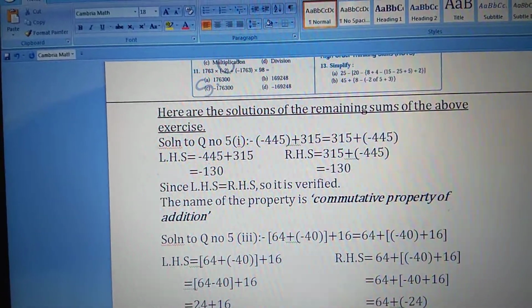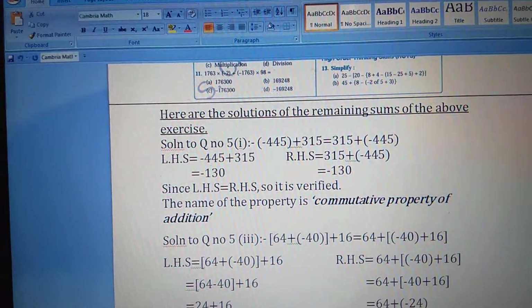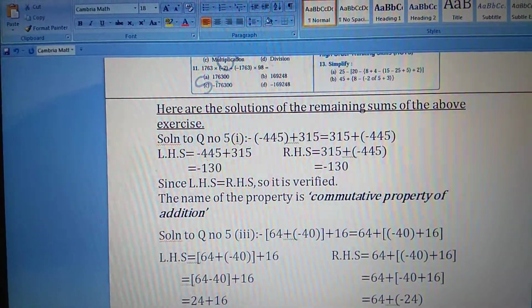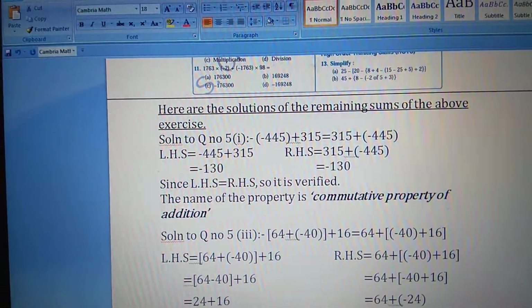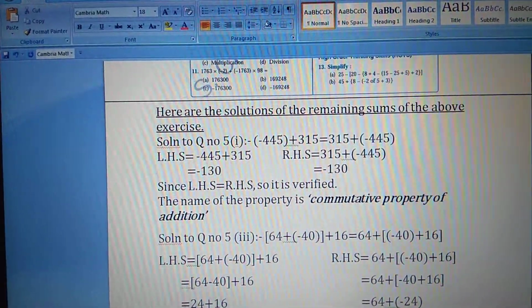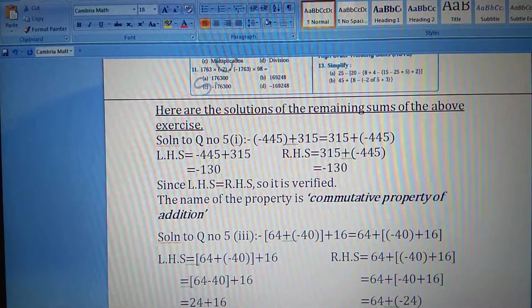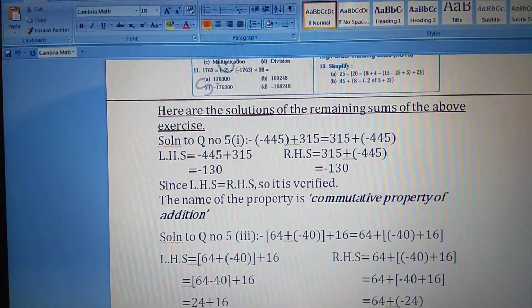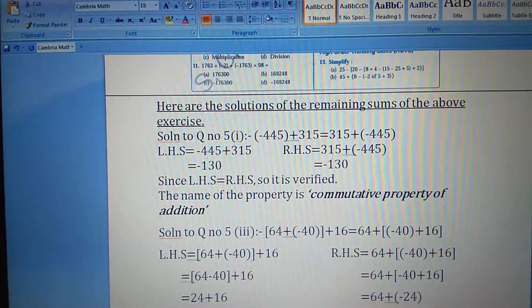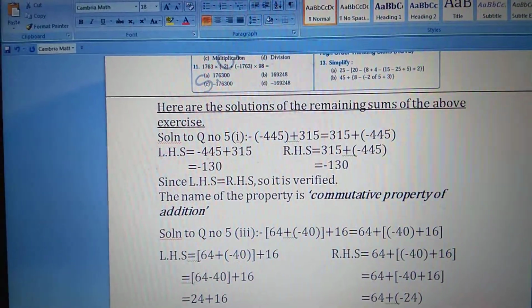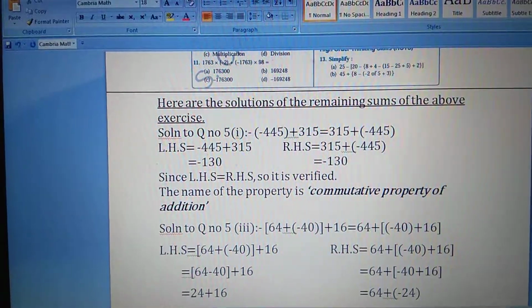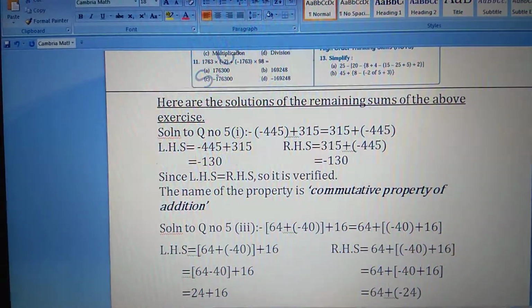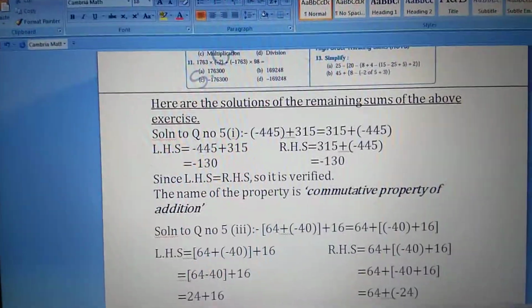So as in the first number, we have seen both sides, we have got minus 130, minus 130. So it is verified and hence we have written the name of the property. We have to write the name in full. If you write just commutative property, you will not get full marks in your exam paper. You have to write the full name, that is commutative property of addition. That means on what we are applying the commutative property.